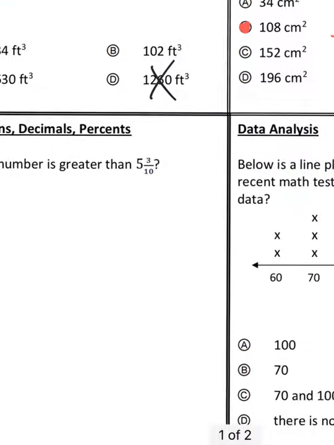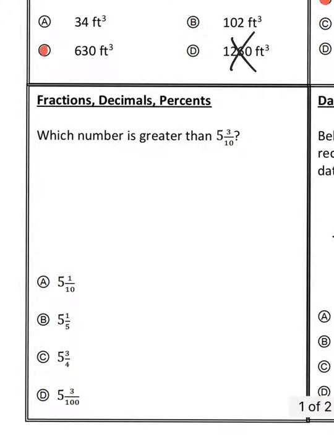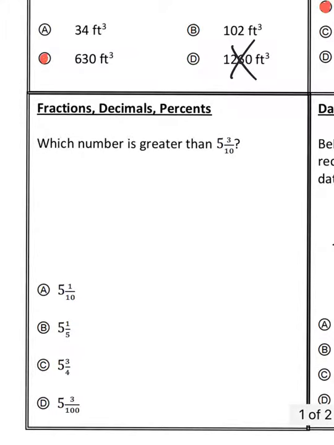All right, next one. Which number is greater than 5 3/10? Well, 5 3/10 as a decimal is 5.3. If I add a 0 and move my decimal, it becomes 530%. So I'm going to change them all to percents. 5 1/10 is 5.1. If I move the decimal it becomes 510%. That is not greater than 530%.